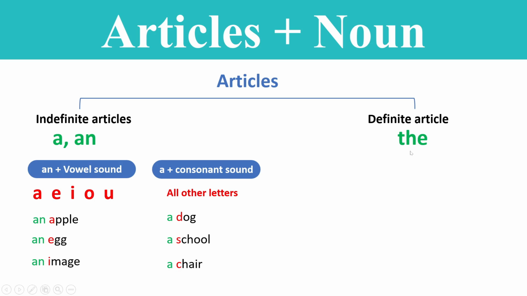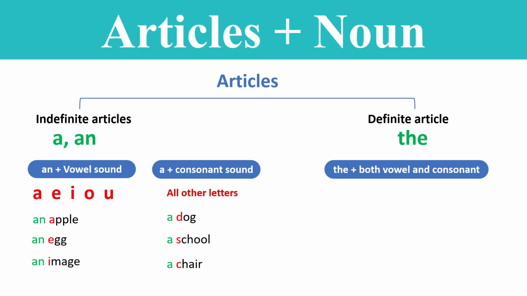Now let's talk a bit about the usages of "the." "The" plus both vowel and consonant sounds. It means we can use "the" with nouns that begin with both vowel and consonant sounds. And we have talked before that we can use "the" with both singular and plural nouns, and with both countable and uncountable nouns. Let's see the examples.